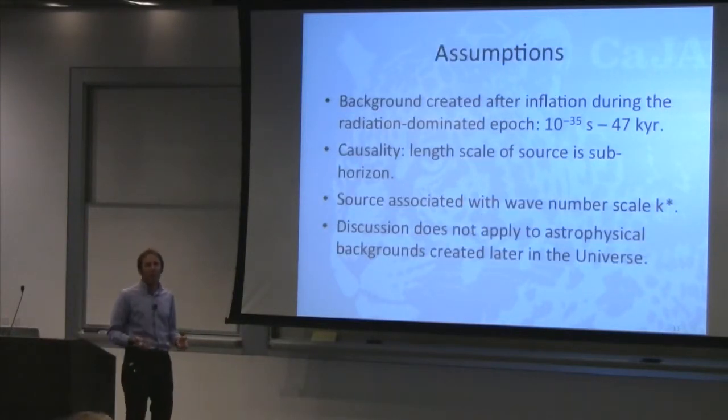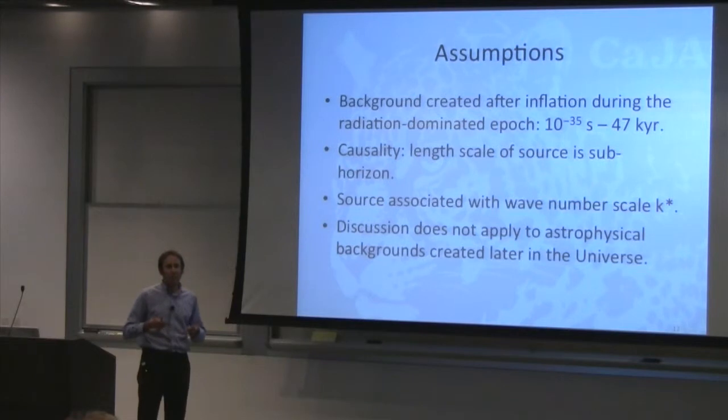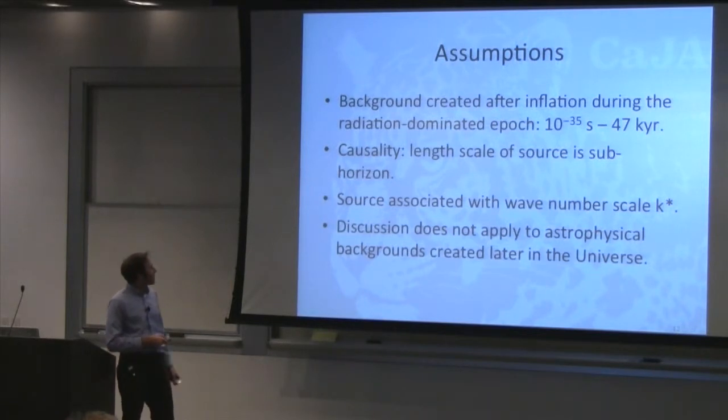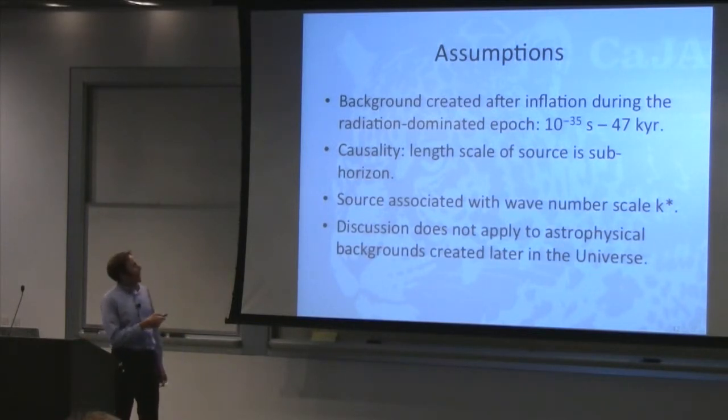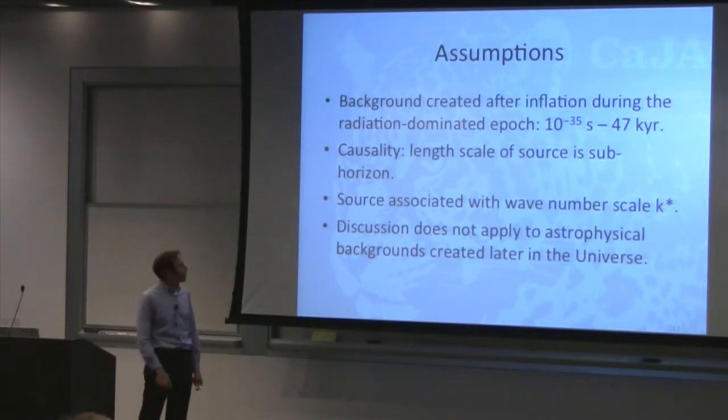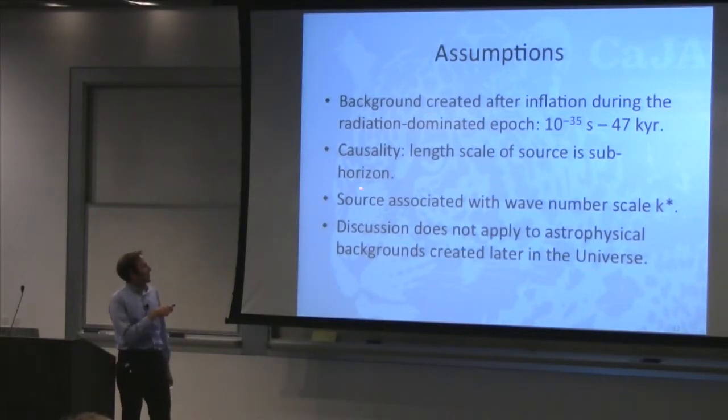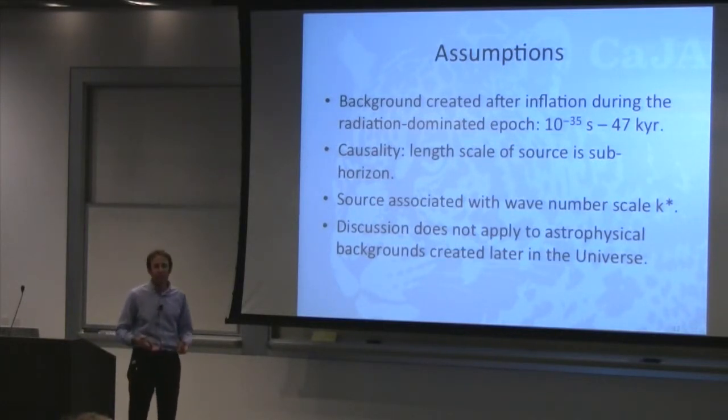So in what follows, I'm going to show the work in this paper, which is essentially a back-of-the-envelope calculation showing where this rule of thumb comes from. And we'll have a few assumptions. We're going to talk about cosmological backgrounds that are created after inflation and during the radiation-dominated epoch, so when the universe is less than 47,000 years old. We're going to assume that the length scale of the source is subhorizon, so that the source is causal.